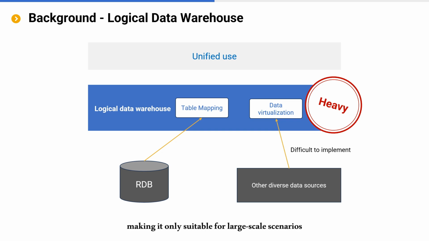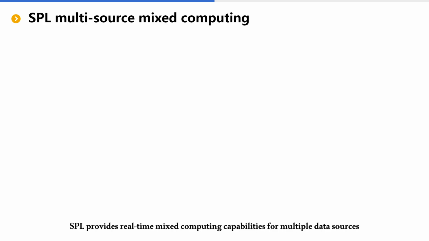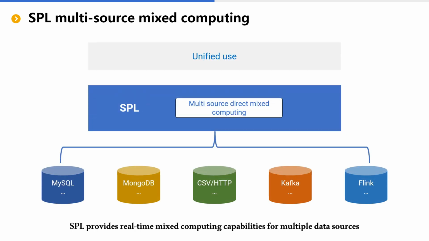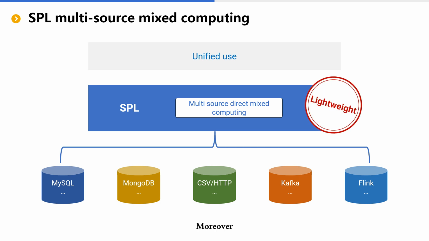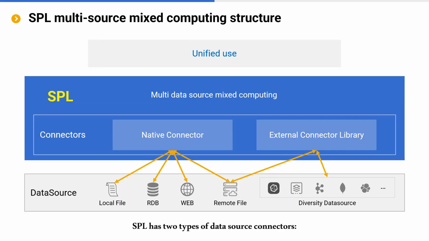suitable for large-scale scenarios. SPL provides real-time mixed computing capabilities for multiple data sources, enabling mixed computing for any accessible data source. Moreover, SPL's multi-source mixed computing function is very lightweight and can be directly embedded into application programs for operation. SPL has two types of data source connectors, native connectors and external connectors.